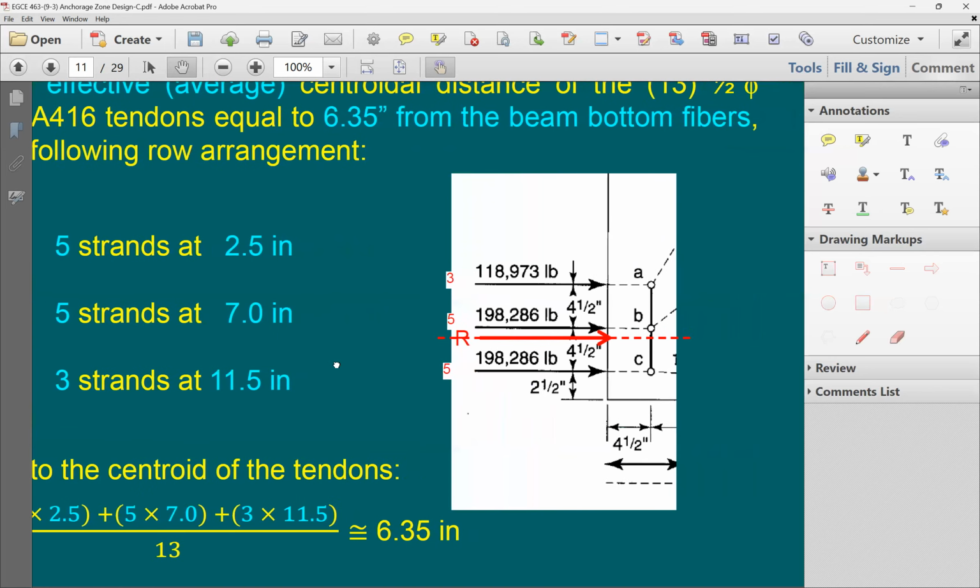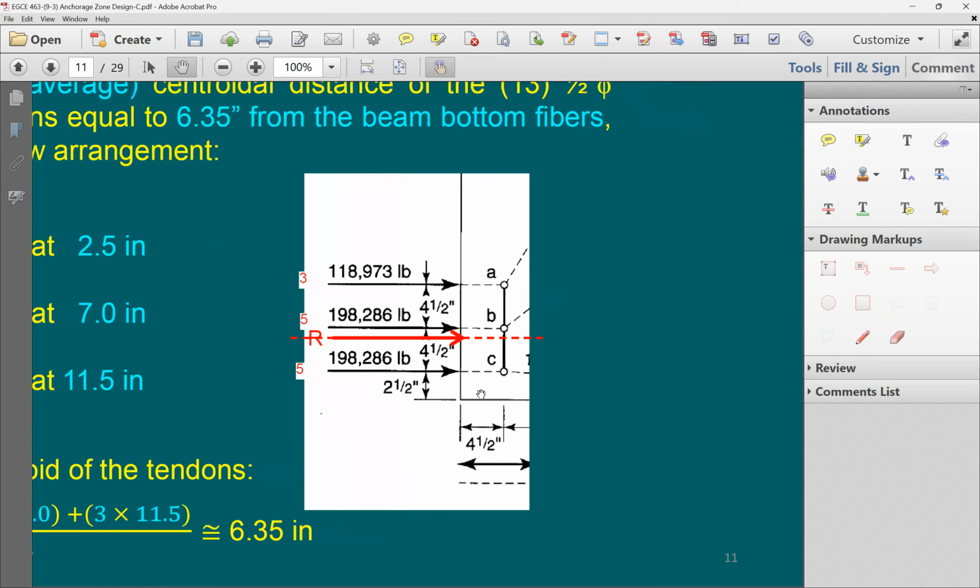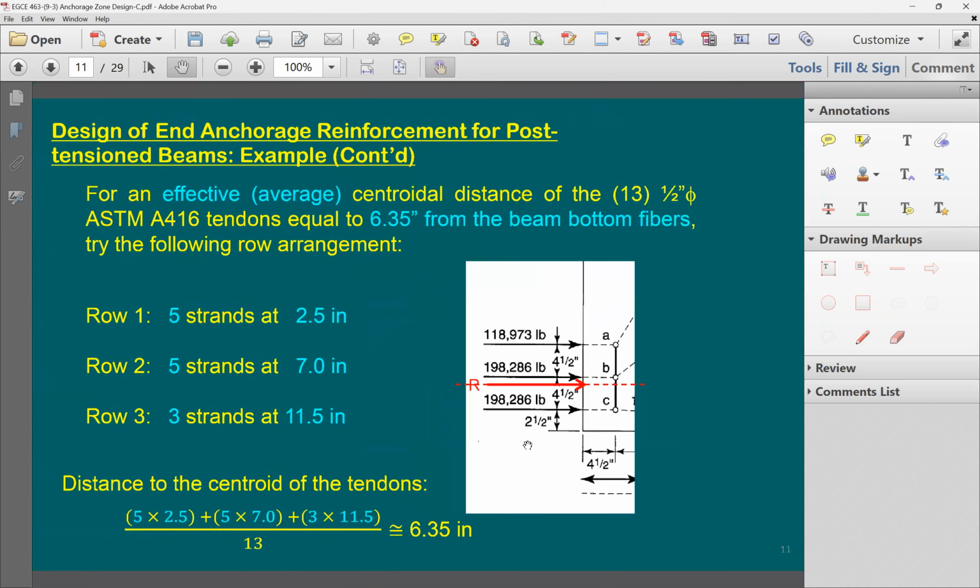Location of the strands here, I can design it. From the bottom, I'm going to go 2.5 inches. What's after that? 4.5 for the spacing. So 2.5 plus 4.5 is going to be 7 inches, plus 4.5 is going to be 11.5 inches. So actually, this dimension provided is going to be the location from the bottom of the beam.